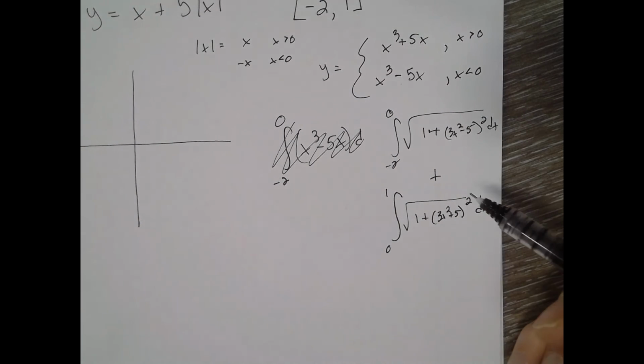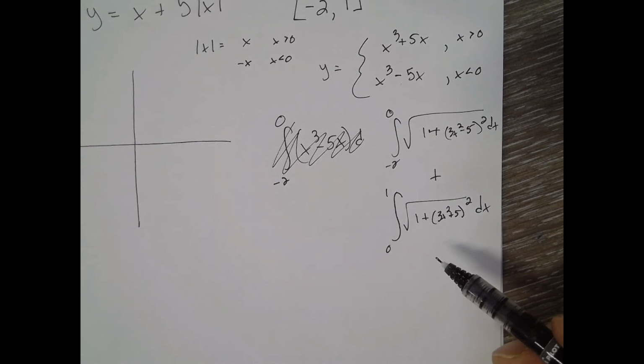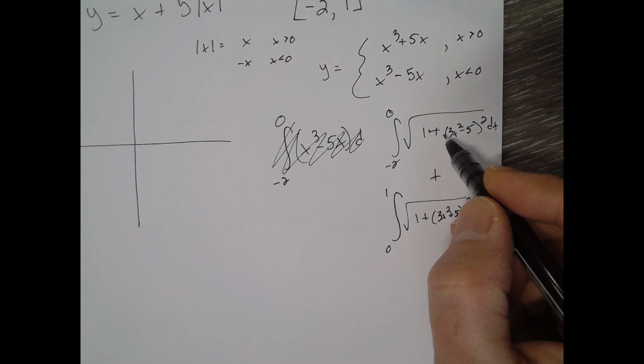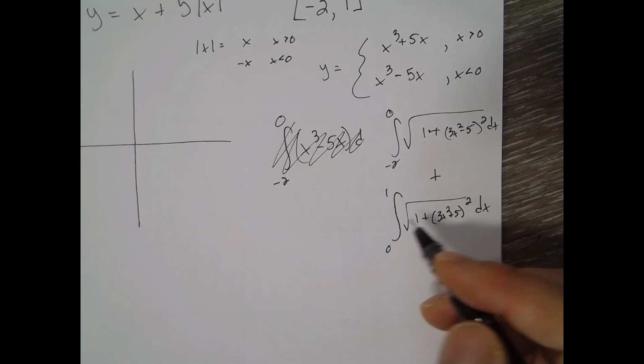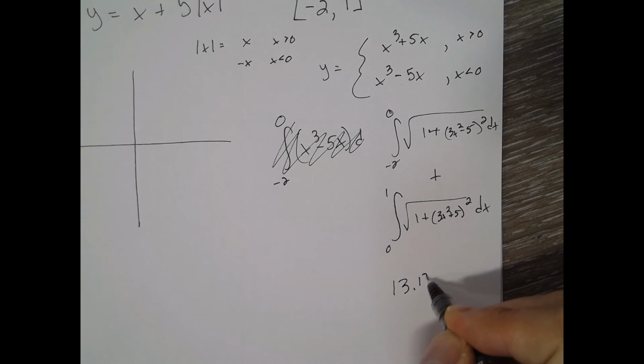I think I would just plug them into the calculator and combine the two, and you'd have the total arc length. I think it's 7.05 plus 6.08. Total we get 13.13 for the arc length.